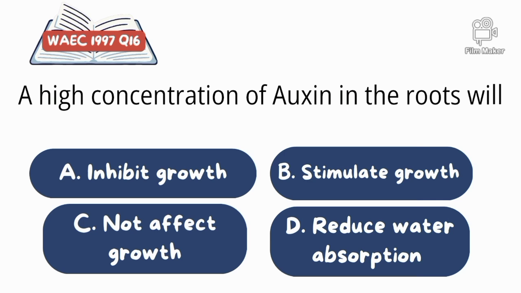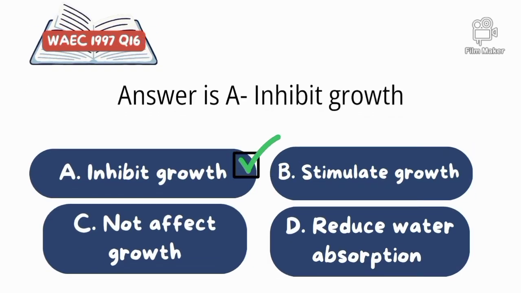The correct option is option A, inhibit growth. While auxin promotes cell elongation in the shoot, its effect on the root is different. In the root, a high concentration of auxin inhibits cell elongation and growth, which leads to the suppression of root elongation. It even causes root curvatures away from the source of auxin.